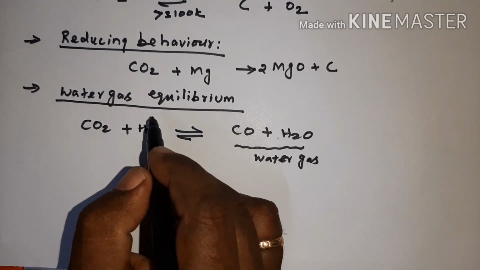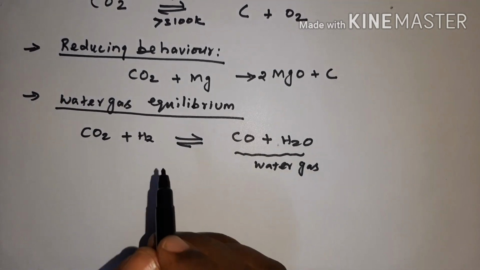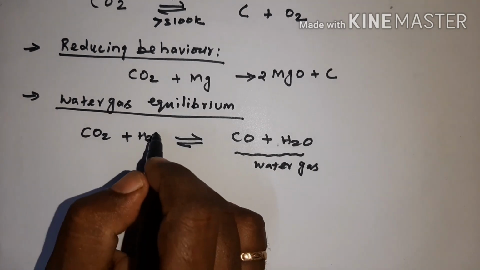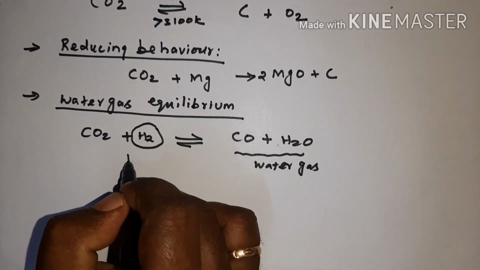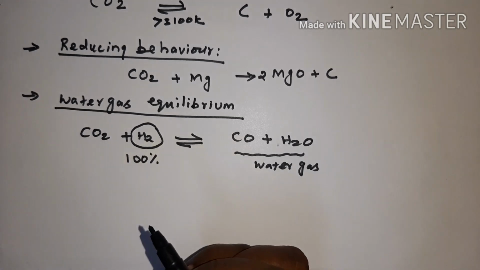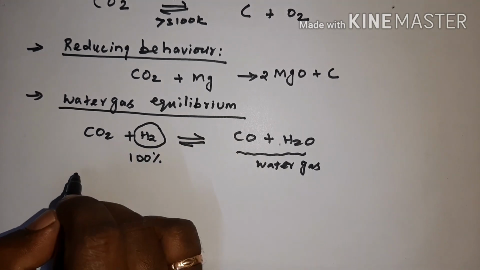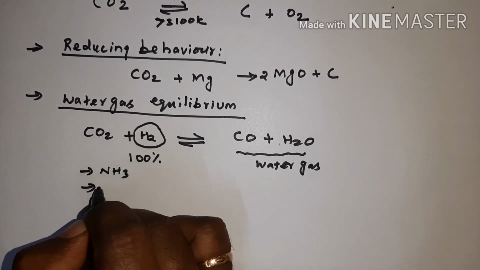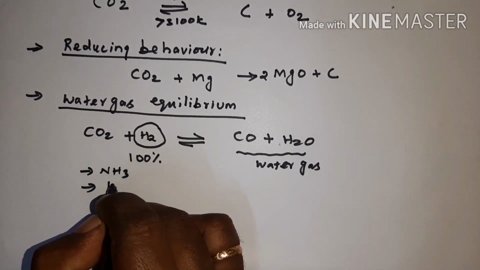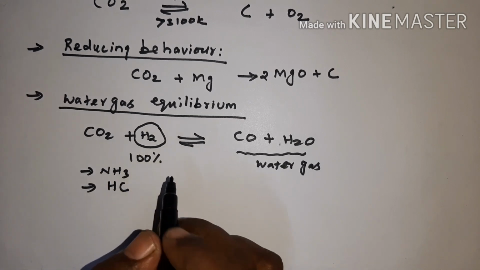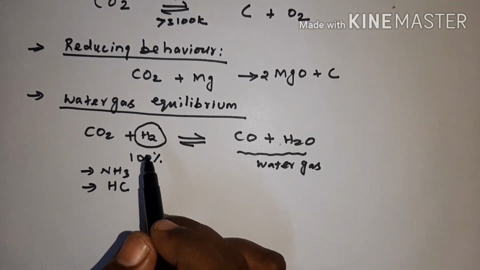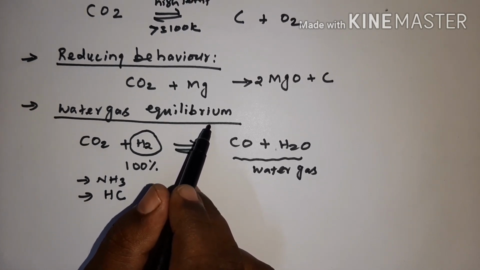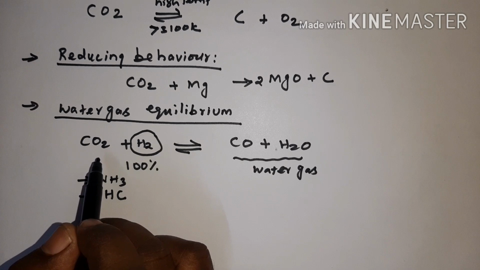Why it is called water gas equilibrium, and it is very important for industrial production. See here, the hydrogen we are getting is 100% pure hydrogen. So this hydrogen we can use for the manufacture of ammonia, hydrocarbons, etc. Since this hydrogen is used for many industrial applications, this water gas equilibrium is a very important property of carbon dioxide.